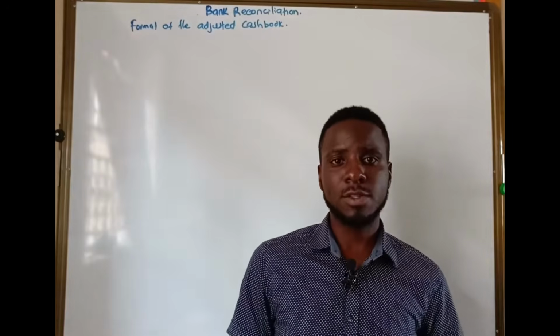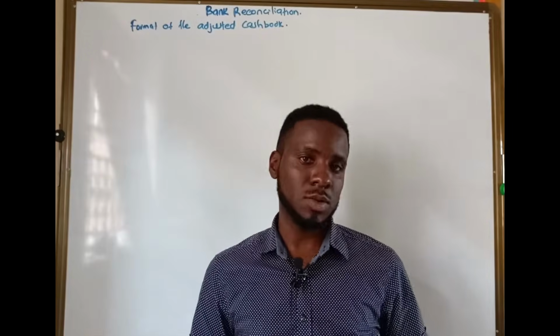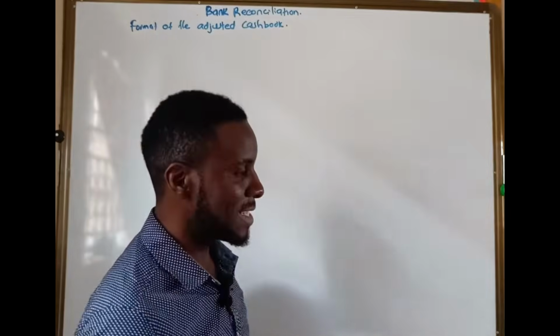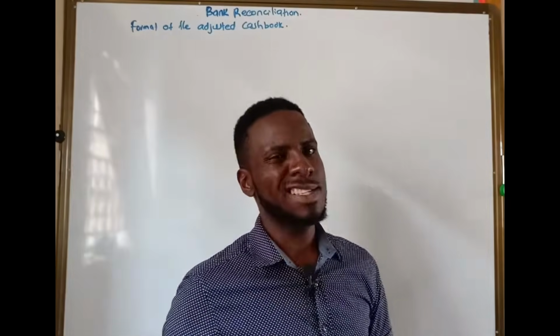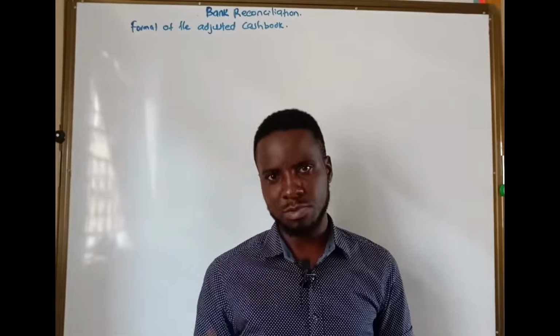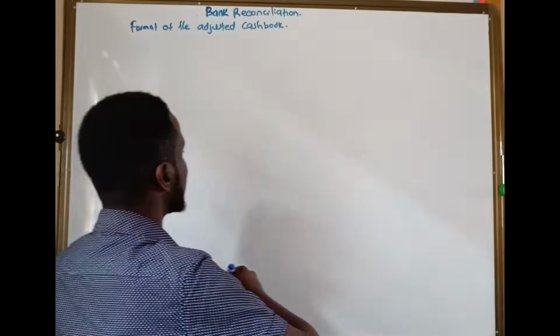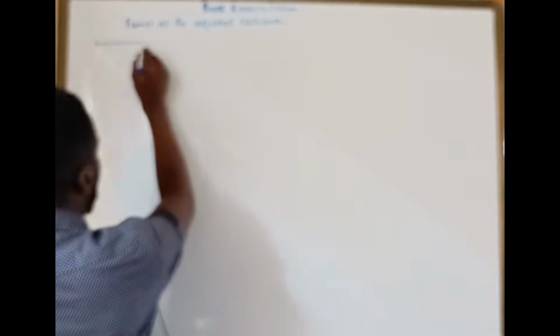So, we are still continuing with our topic on bank reconciliation. Today I would like us to look at the format of the adjusted cash book. This is not different from the cash book that we covered, but the only thing that changes here is that we are still going to prepare it the same way, our cash book.